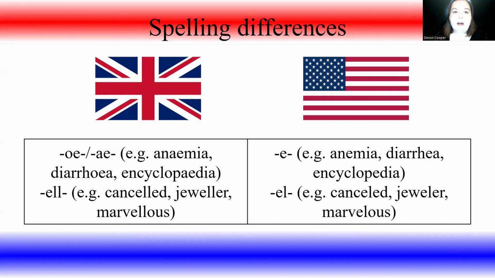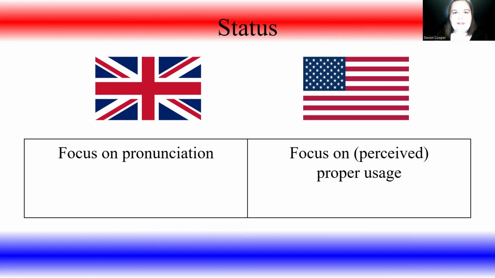Of course, there are a lot more spelling differences than just this. These are just some of the ones that were highlighted in our texts. Of course, most people are familiar with the OU versus O in words like color. So there are quite a bit more, but these are just some examples that were included in the text.